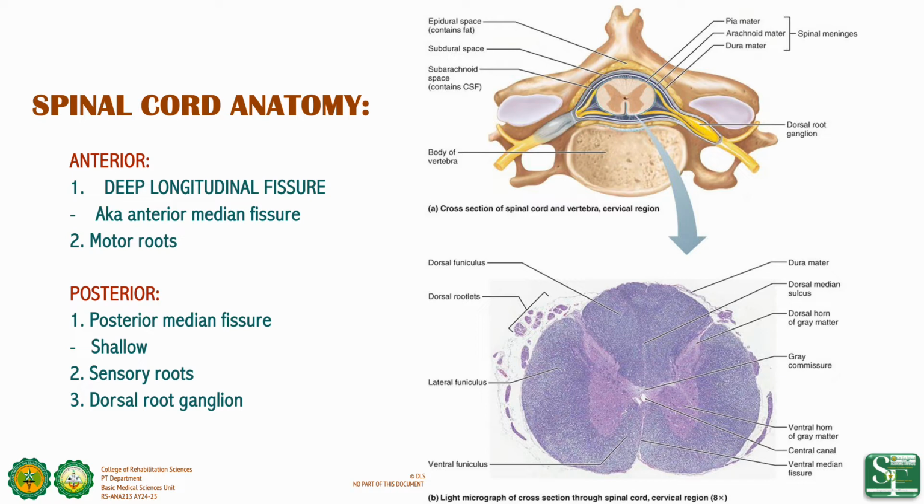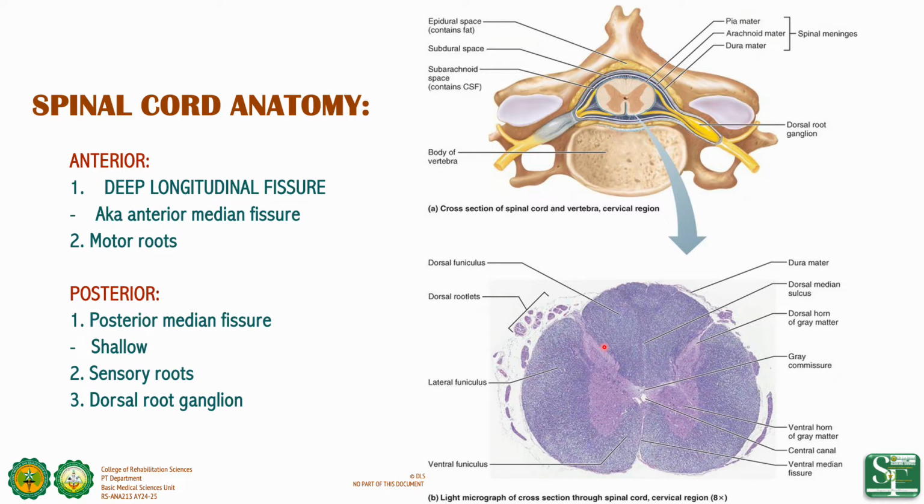Why am I emphasizing this? Because it's a great landmark to identify the laterality of your spinal cord. Kasi pag nakita nyo, like for example in this picture, yung purple na picture, saan dito yung mas deeper yung fissure? It's this one, diba? So now, because we know that this is only located anteriorly, alam natin na ito yung harap ng spinal cord at ito yung likod. Okay?